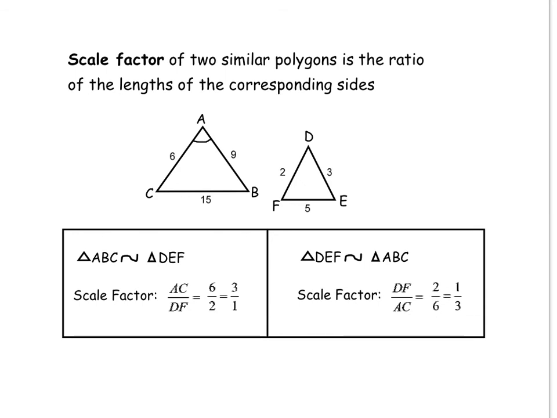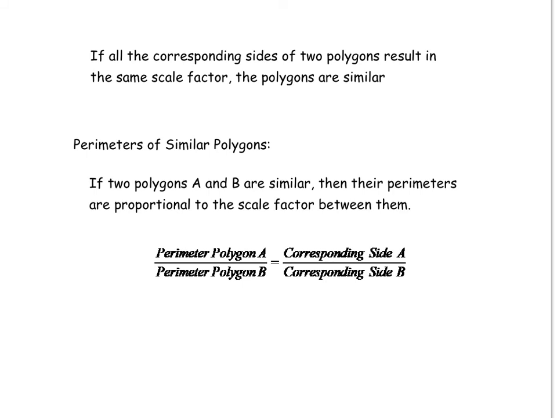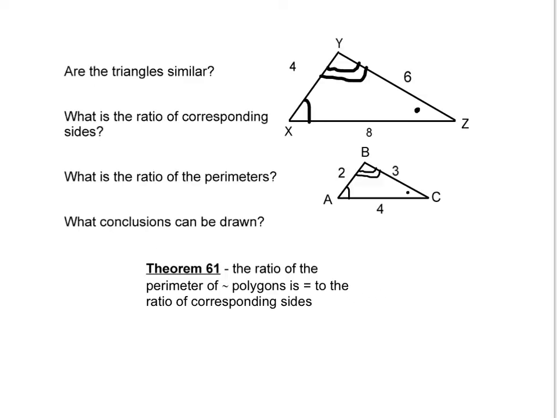And notice that no matter which sides I took, it still works. So if I did AC and DF, that would be 6 to 2, which is what they did down here. It's still a scale factor of 3 to 1. Okay? And again, we now can assume that if all the corresponding sides of the similar polygons are proportional, that means that the total perimeters are also proportional in the same proportion. So the perimeter of polygon A compared to the perimeter of polygon B is going to be equal to the same ratio as the corresponding side of A to a corresponding side of B.